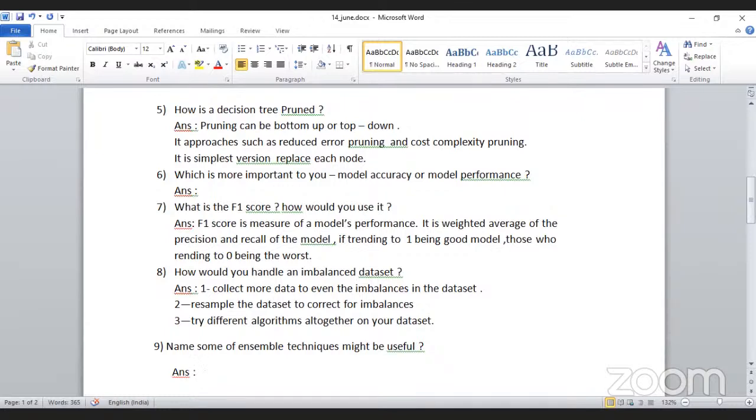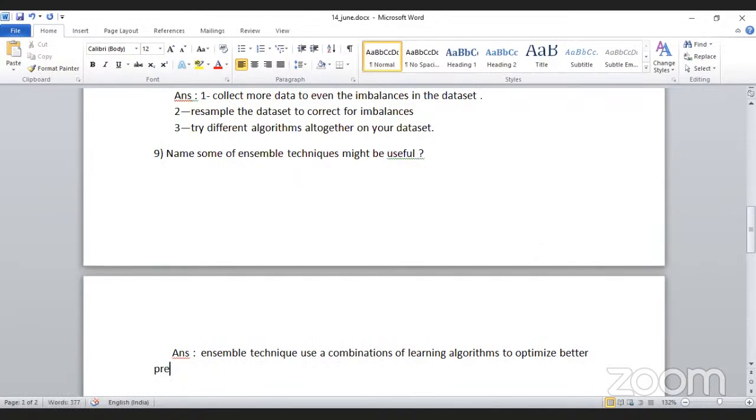First of all, we'll see what an ensemble technique means. Ensemble uses a combination of learning algorithms, a combination of learning algorithms to optimize for better predictive performance.